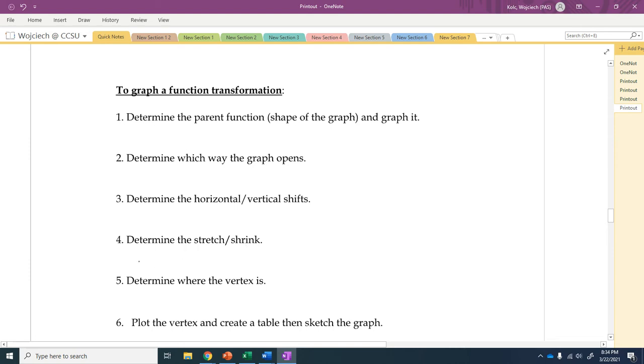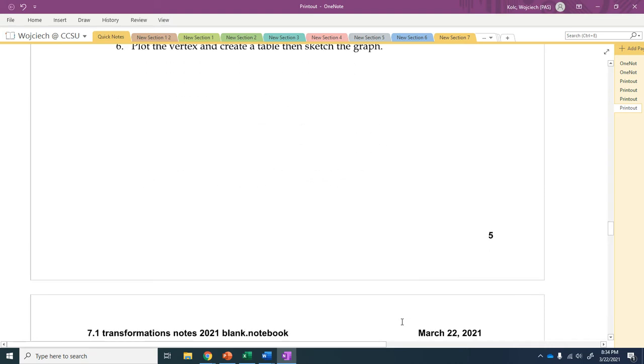And I think the most important step is actually the vertex. Step 5, determine the vertex. The vertex is the most important point on a parabola. And then the last thing, we will plot the vertex and create a table of values and then sketch it. In this class, we will ask you to plot 5 points. So 2 points to the left of the vertex and 2 points to the right of the vertex.